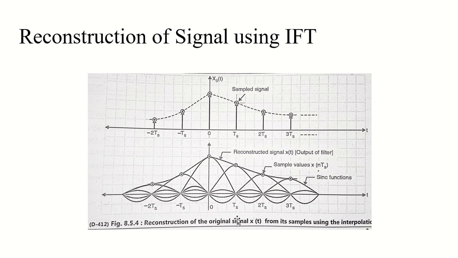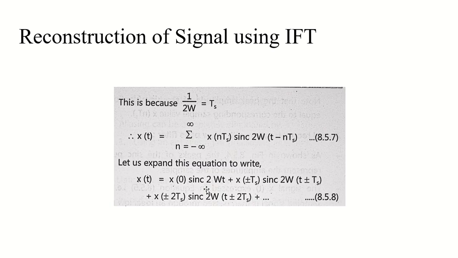And the shift will be plus or minus Ts, which is also visible here, right? Here and here, first one, here you are having the second one, right? And similarly the third one, and all the remaining terms. The third term is x of plus or minus 2Ts sinc 2 omega t plus or minus 2Ts. It will represent the shifted sinc function sinc 2 omega t by a period of plus or minus 2Ts, and so on.